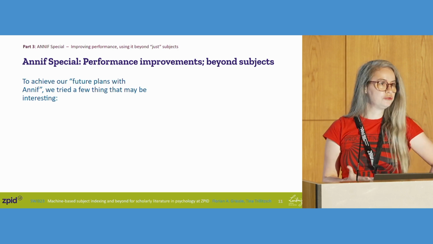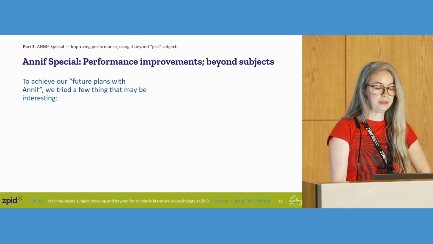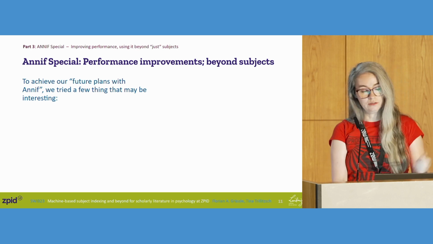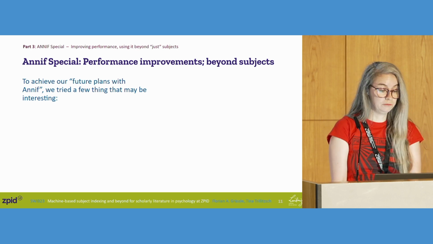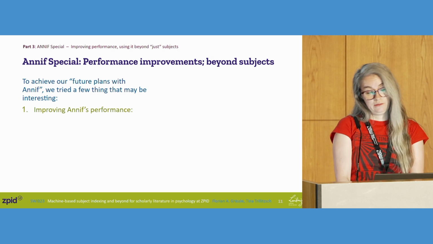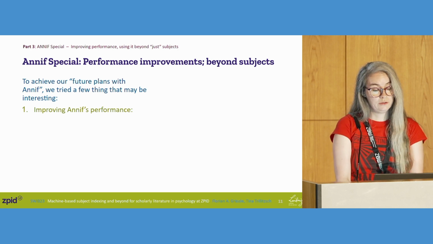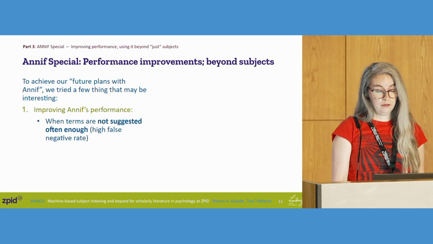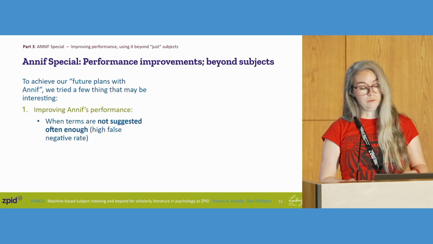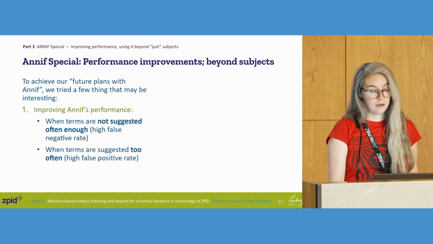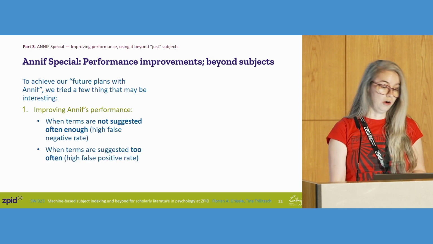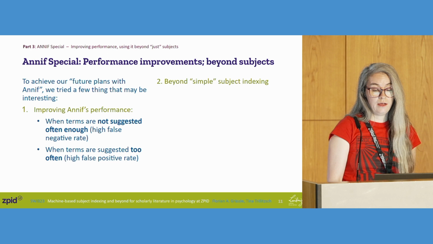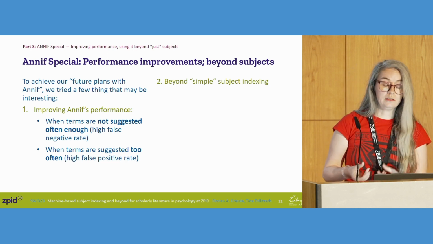So to achieve our future plans that I just mentioned, we tried a few things that might be interesting to others that maybe want to do similar things. We found two main points. First, improving Annif's performance for our data set. First, what we do in terms of not suggested often enough, and what we do in terms of suggested too often, and also how we go beyond regular subject indexing.